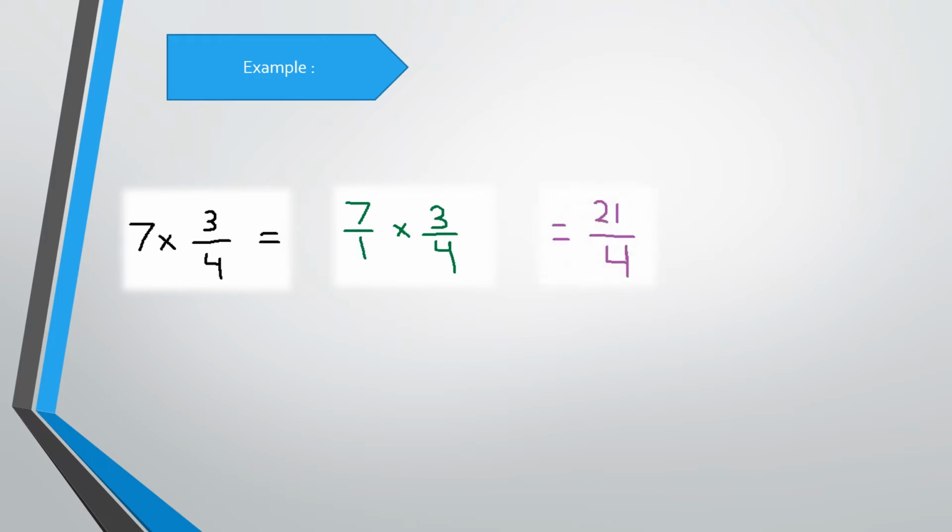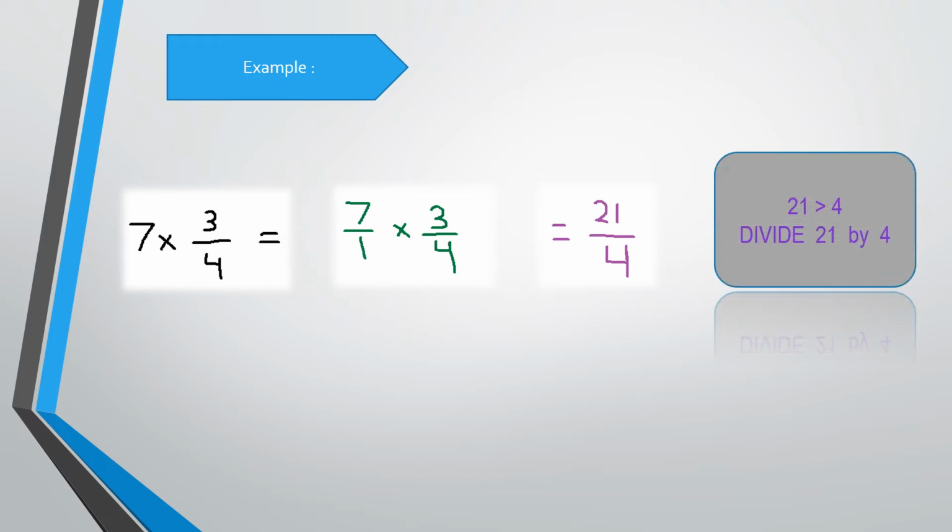Here is a second example. 7 times 3 over 4. 7 is the whole number and 3 over 4 is the fraction. I have changed 7 into a fraction, which is 7 over 1 multiplied by 3 over 4. In this case, when multiplying two fractions, multiply the numerators together and the denominators together to give 21 over 4.